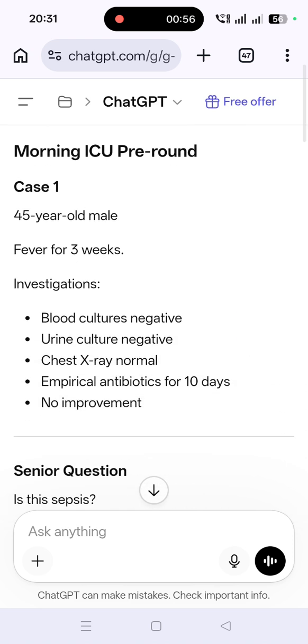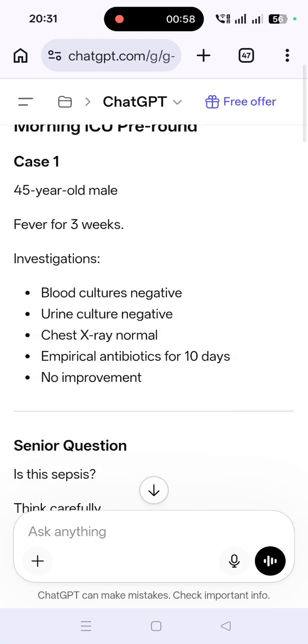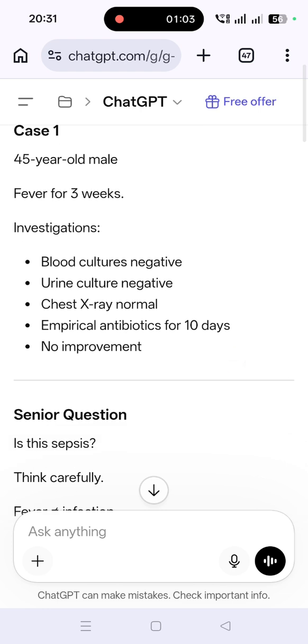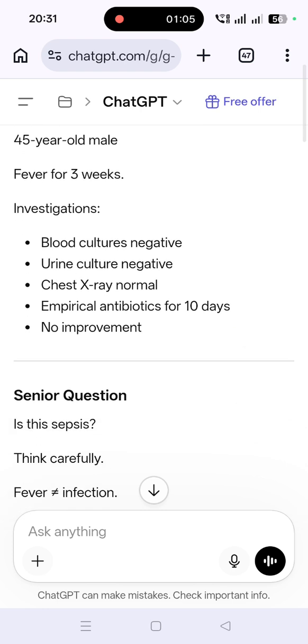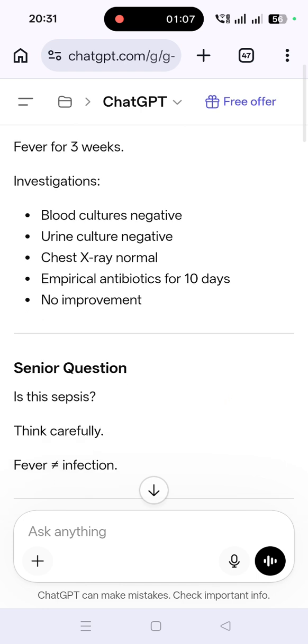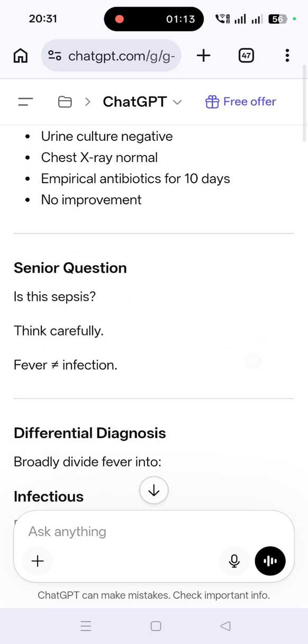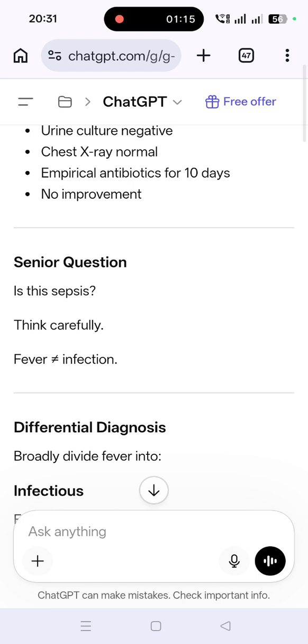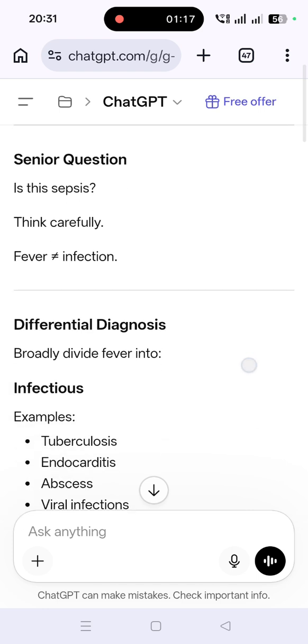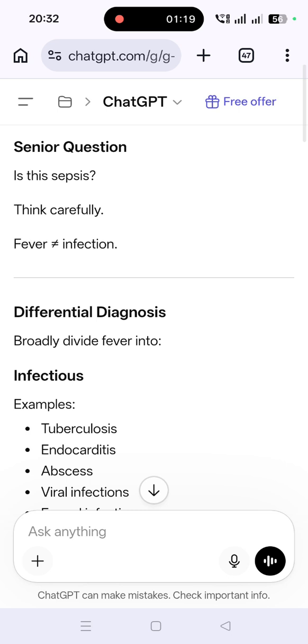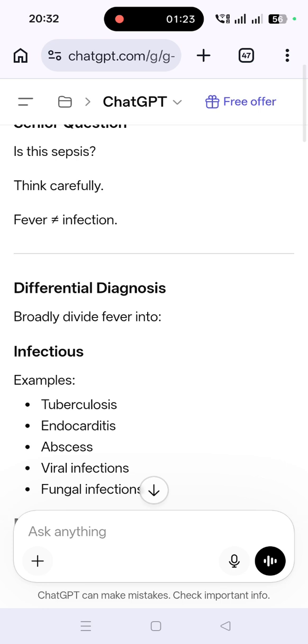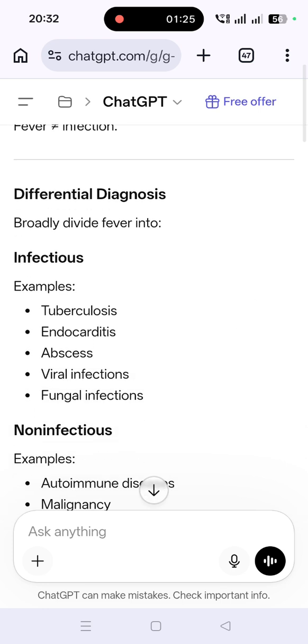So in the pre-round, case 1 is a 45-year-old male, fever for 3 weeks. Investigations done were blood culture negative, urine culture negative, chest x-ray normal, empirical antibiotics were given for 10 days and no improvement. So the patient may ask, is this sepsis? Think carefully. Fever is not equal to infection.